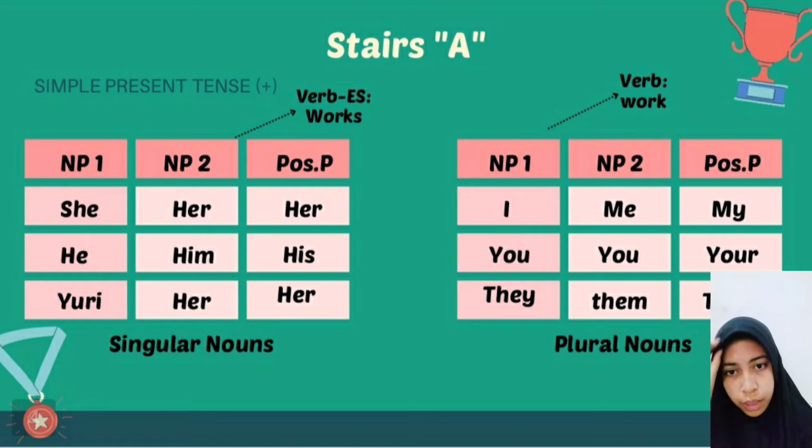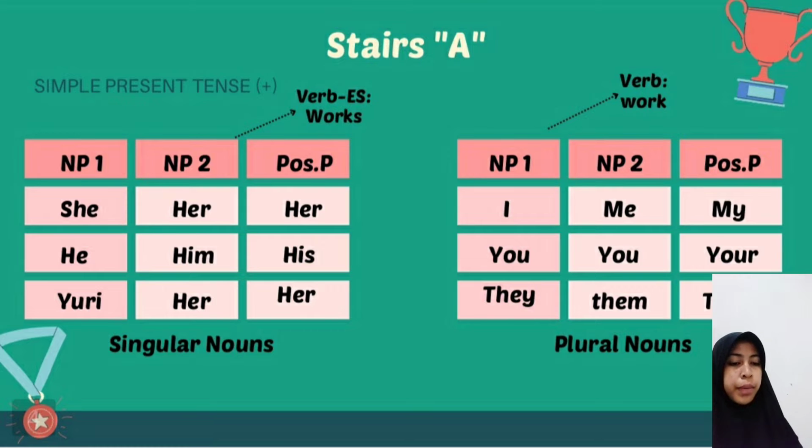Okay, let's talk about simple present tense. Simple present tense is when you use a verb to tell about things that happen continually in the present, like every day, every week, or every month. We use the simple present tense for anything that happens often or is factual.